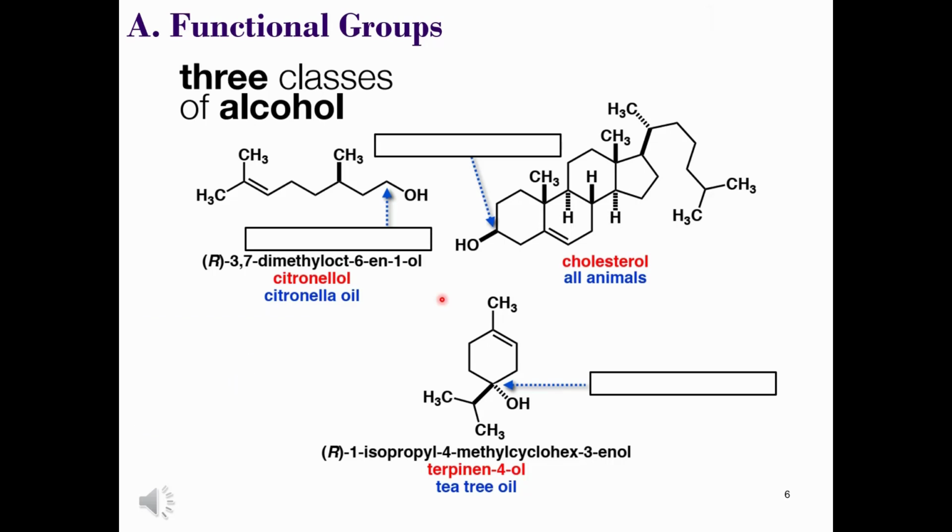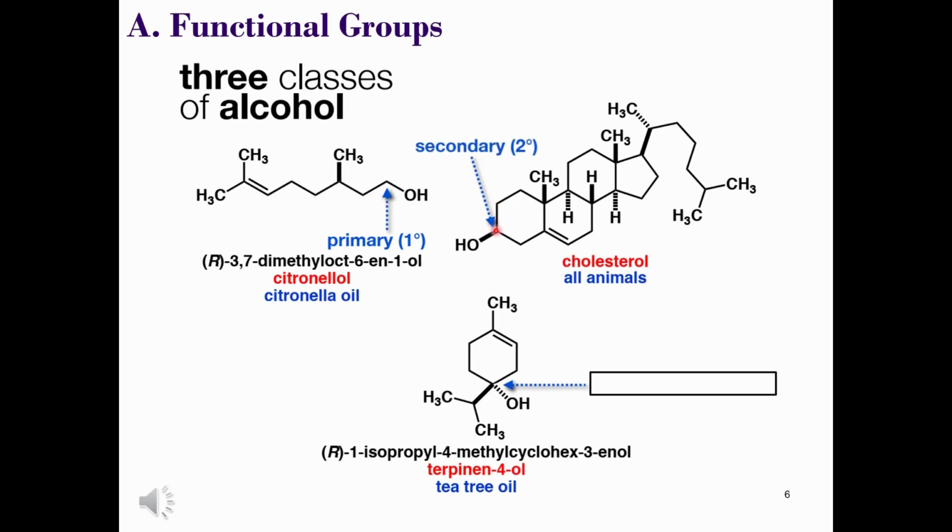Okay, so citronella's alcohol is primary because the carbon bearing the alcohol group is attached to one other carbon. Cholesterol's alcohol is secondary because the carbon bearing the alcohol group is attached to two carbons. And finally, tea tree oil's alcohol is tertiary because that carbon bearing the alcohol group is attached to three other carbons.